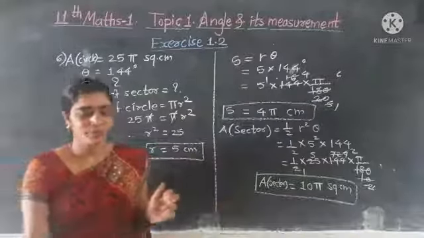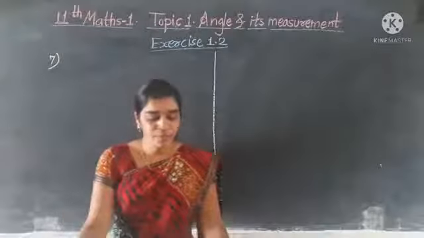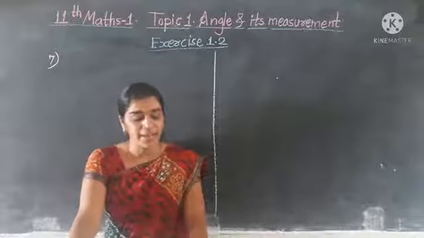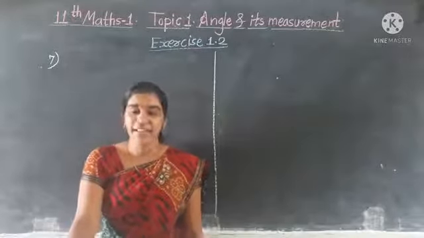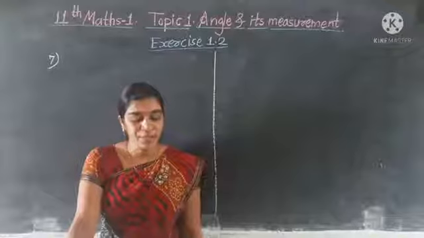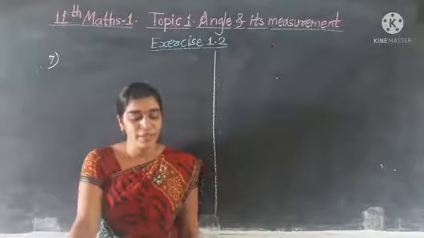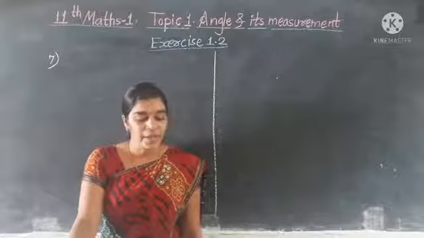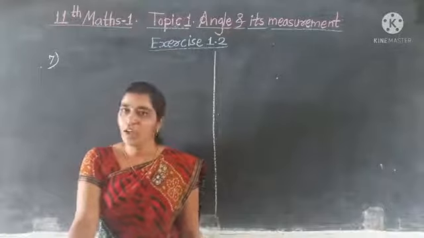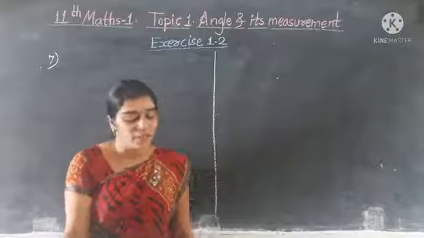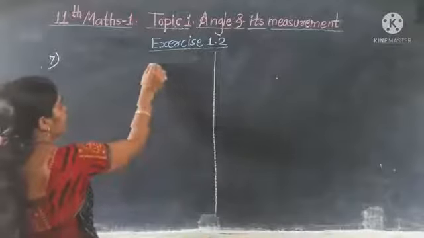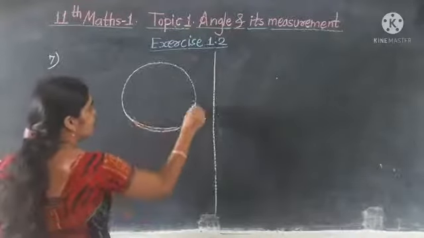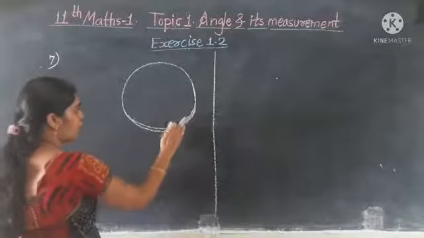Okay. See question number 7. OAB is the sector of the circle having center at O and radius is given 12 centimeter. If major angle AOB is equal to 45 degree, find the difference between the area of sector OAB and triangle OAB. For this, we first draw the figure. See, I draw here the figure. You draw with the help of a compass box.